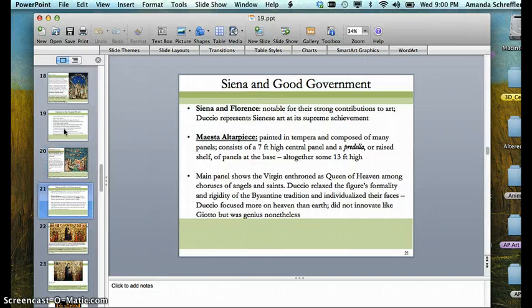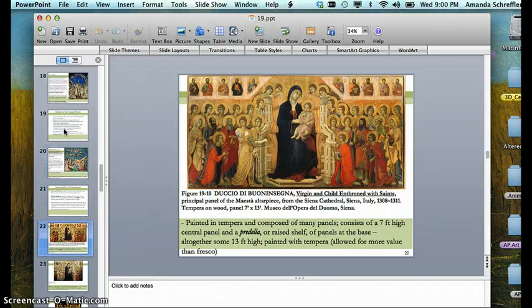All right, so let's go back to the Maesta altarpiece. You want to pay attention to this term, predella, a raised shelf at the base of the altarpiece. These altarpieces were often very, very large. Some of them were diptychs and triptychs. Hopefully you know those words by now. And this one, and most of the altarpieces that we'll look at in this chapter, is painted with tempera on wood. Tempera being a paint made from egg whites and pigment.